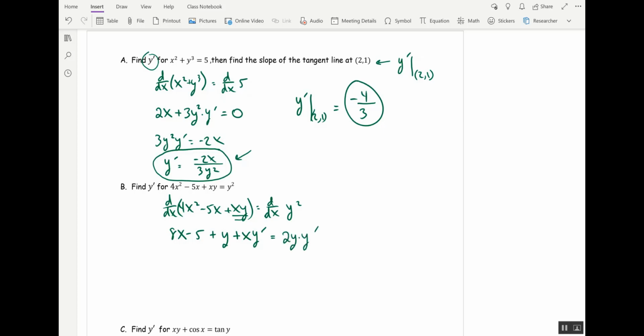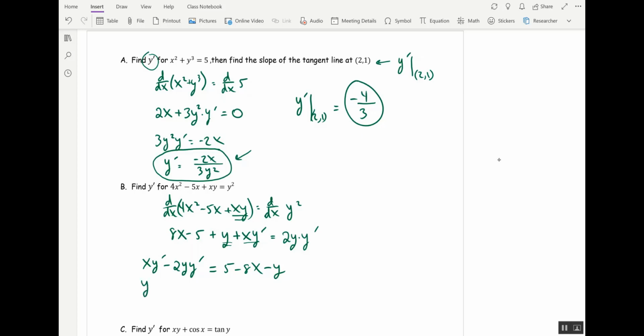Now let's move our y prime terms to the left and our non-y prime terms to the right. This has a y prime in it, so I'm going to leave it on the left. This has a y prime in it, so I'm going to move it to the left. Everything else I move to the right. So 5 has no y prime, so I'm going to add 5 to both sides, and subtract 8x from both sides. Oh, and y, missed one term here. y has no y prime in it, so I'm going to move that over also. Okay, so now y primes are on the left, non-y primes are on the right.